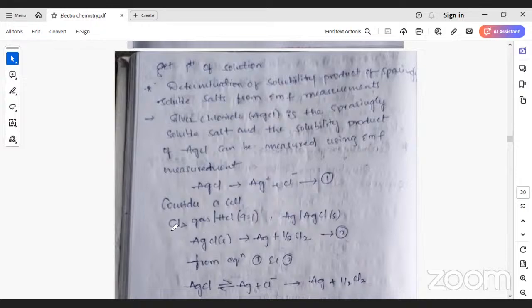So consider the cell. Cl2 gas is dipped in HCl solution, then Ag by AgCl, which is a solid. Once we connect these, AgCl is converted to Ag plus and Cl2. Here Ag is converted to Ag plus and Cl minus, and here Ag plus is converted to Cl2. Therefore, from these two equations, AgCl is in equilibrium with Ag plus and Cl minus, which gives rise to Ag and Cl2. So this will be in equilibrium, and further it will be converted directly to Ag and Cl2.